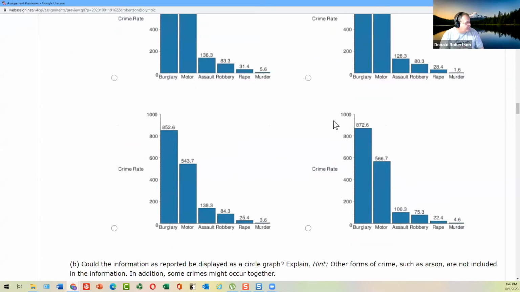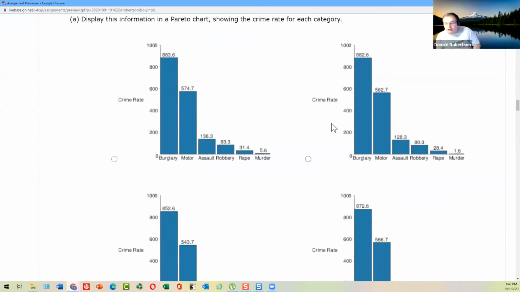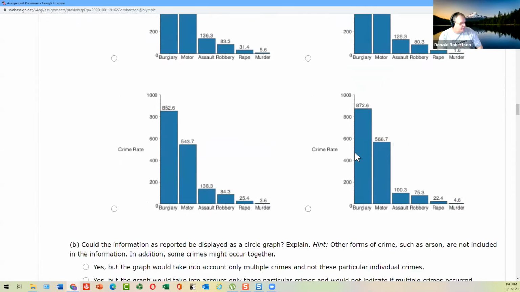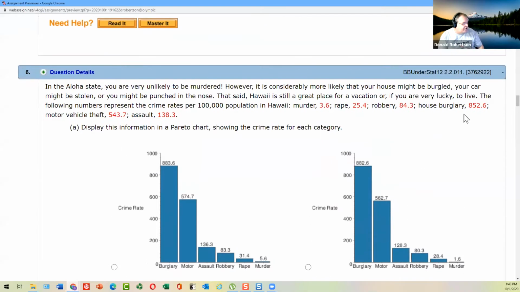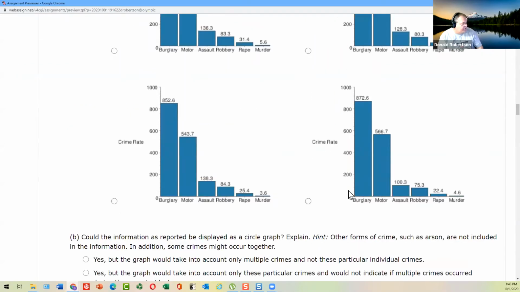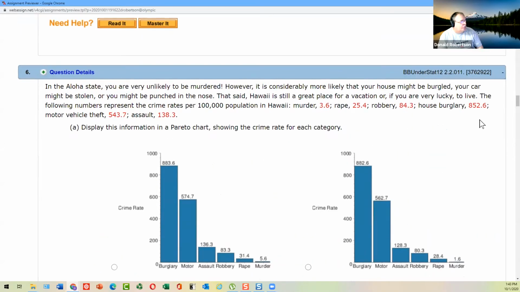One of these 4 pictures, and very often it takes you longer to read than it does to do, is a Pareto chart of that data. Now, when I look at this data, can you see that they're all going downhill? If I look at the data, the biggest number, I believe, is motor car theft, right? Let's check that. House burglary, no, house burglary is 85, right? So it's house burglary. Oh, okay. Well, that didn't work. And what number was it?